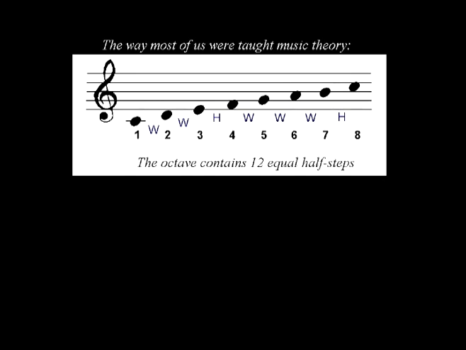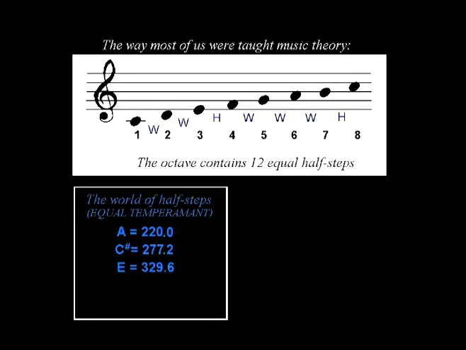Now, in this view of the world, the A major triad is made up of frequencies which are built in this system of whole steps and half steps, each half step being equal. That's called equal temperament. Each half step is exactly the same distance from one note to the next.